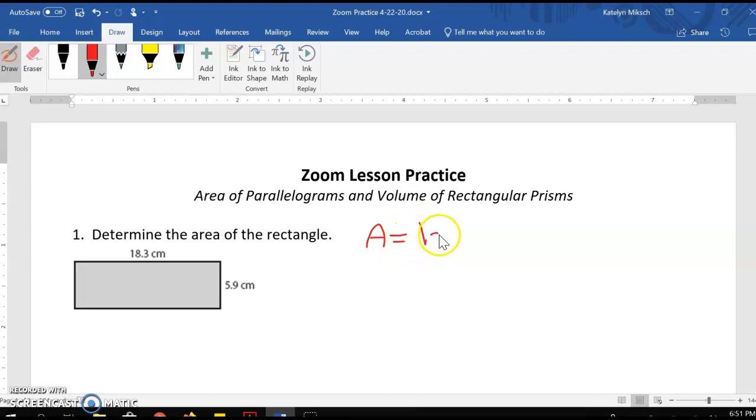So for this first one, it's area of a rectangle, which if you look at the formula sheet, the way we do this is base times height. It's really the same thing as length times width. It's just another way to look at it. So for this particular rectangle, if the top is 18.3, the base would be 18.3 as well. So we're going to multiply 18.3 times 5.9. Go ahead and do that.